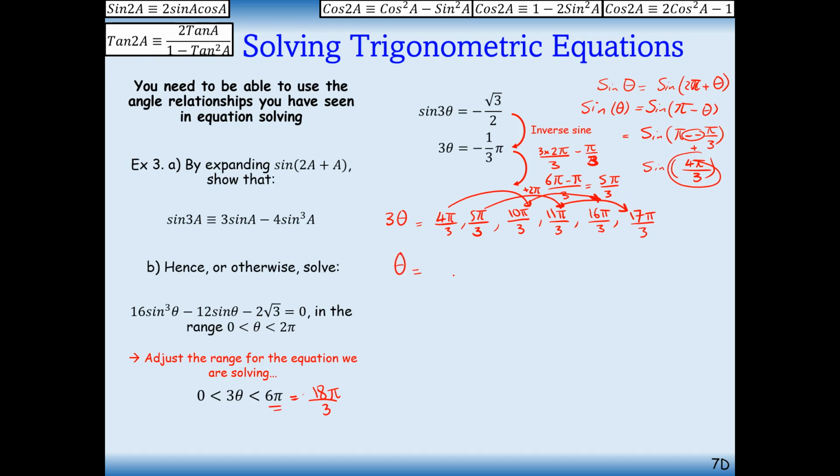We still need to go and find theta. So what do we do here? We have to divide by 3. That means dividing every term on this line here by 3. We'll have 4 pi over 9. We'll have 5 pi over 9. We'll have 10 pi over 9, and so on. You get the pattern.